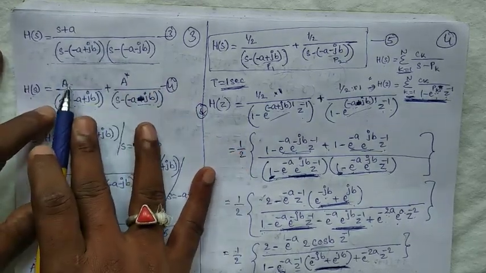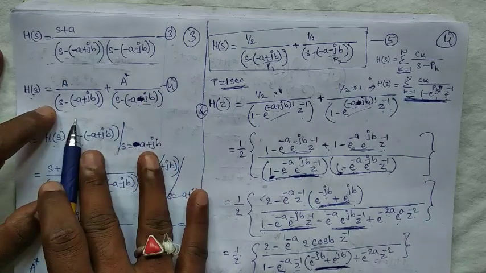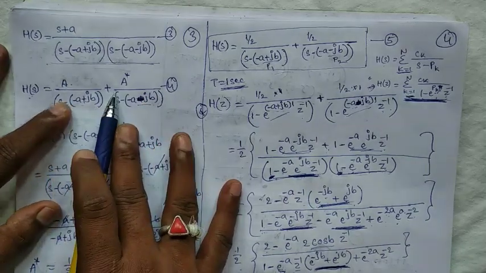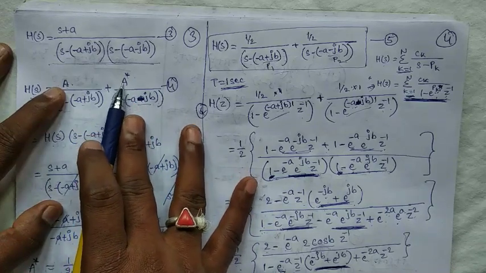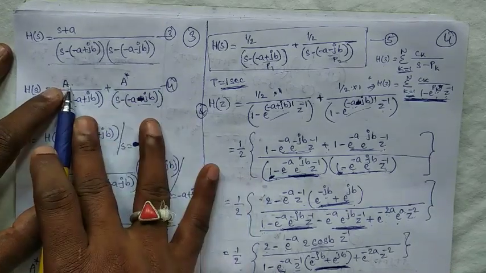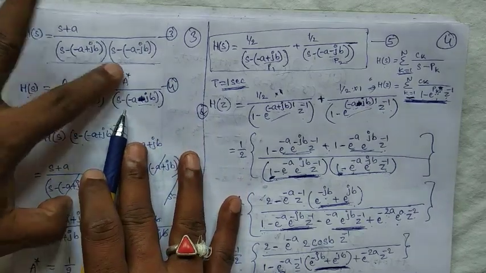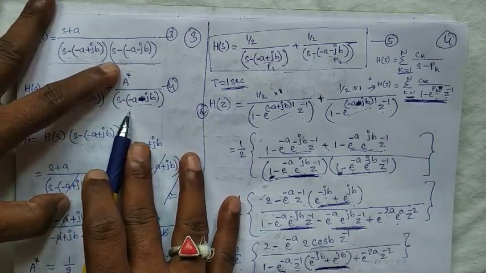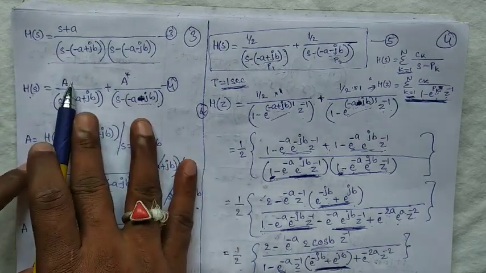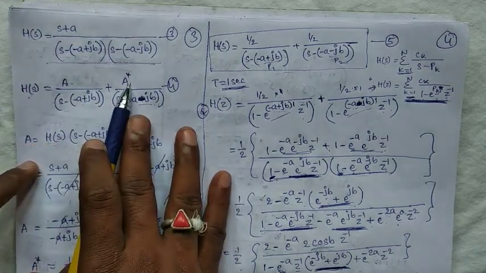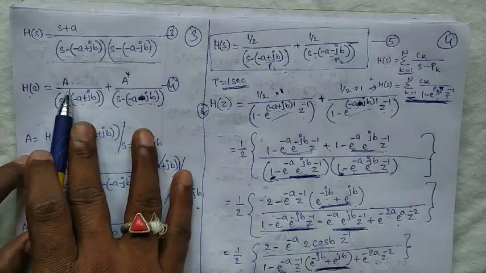H of s is equal to A by s minus of minus a plus jb, plus here the conjugate of A, another constant value, is A conjugate by the other root, s minus of minus a minus jb. Now we are determining the A value and the A conjugate value. How to determine the A value?